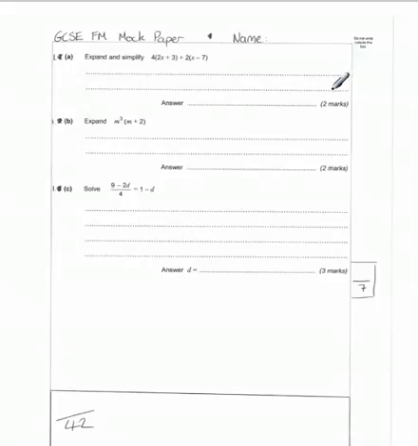Okay, we are going through the Further Maths mock paper, starting with question 1, nice straightforward expanding brackets. So expanding the brackets here, we're going to do 4 times the 2x, 4 times the 3, 2 times the x, and then 2 times the negative 7. So 4 times 2x is 8x, 4 times 3 is 12, 2 times x is 2x, and 2 times minus 7 is minus 14. Simplifying this, we have got 10x and then minus 2.